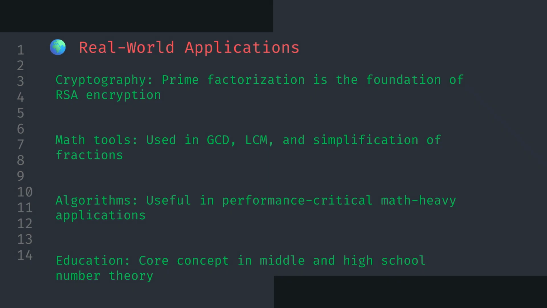You might be wondering, where is this used? Prime factorization is critical in encryption algorithms like RSA. It is also super useful for computing greatest common divisors or least common multiples. And if you've ever simplified a fraction, you've used this concept. So yes, it's math, but it is powerful math.